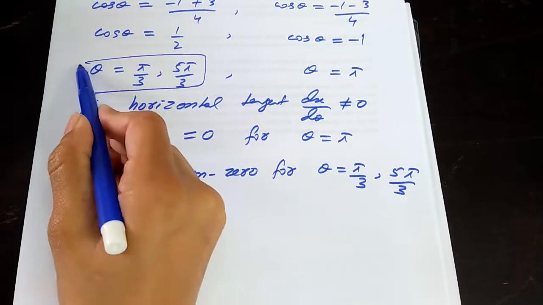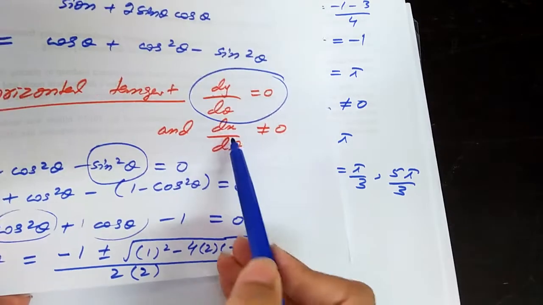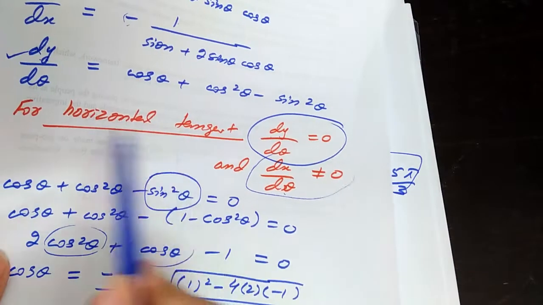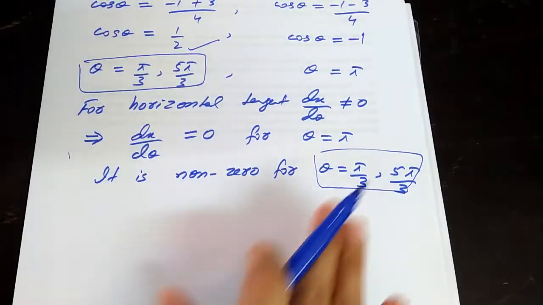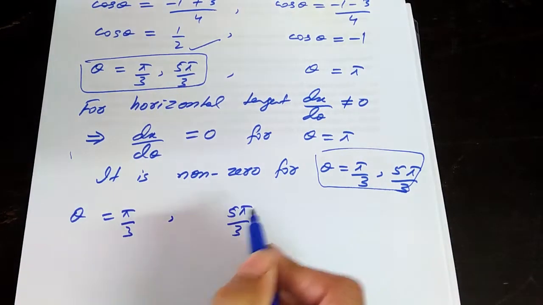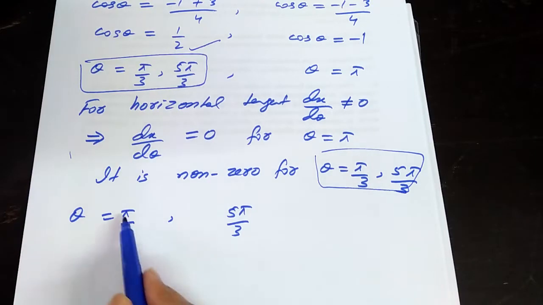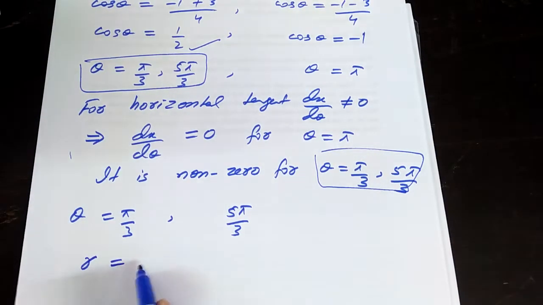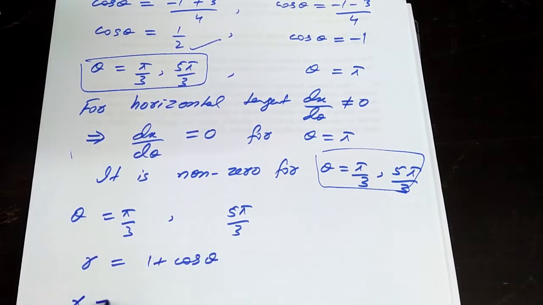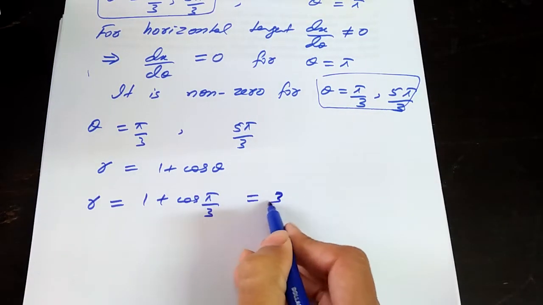So you see here, for horizontal tangent, dy by d theta will be 0 for this angle and dx by d theta is not equal to 0 for this angle. So it is fulfilling this property for horizontal tangent. So pick theta equals pi by 3 and 5 pi by 3 and pick r equals 1 plus cos of theta. First of all put pi by 3 in r equals 1 plus cos of theta. For theta equals pi by 3, my r value will be 1 plus cos pi by 3, that will be equal to 3 by 2.